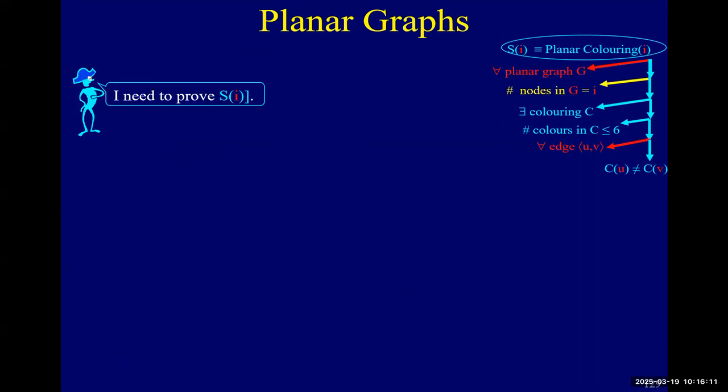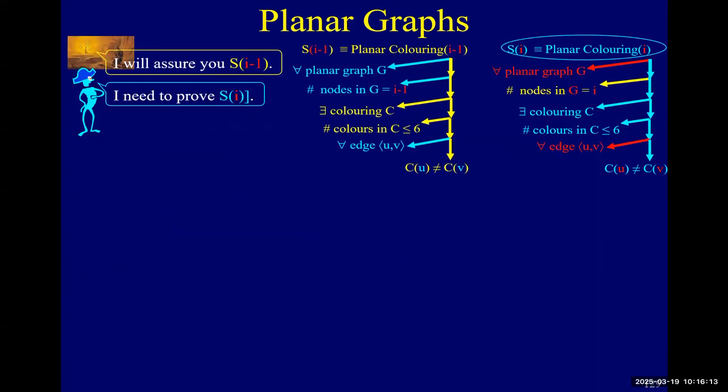All right, now I have to prove S of I. Here we write down what we're doing for the two different games. Here's the oracle. The oracle's assuring us that all graphs of I minus 1 nodes are planar, right? And we have to prove that all graphs of I nodes are 6-colorable, right?